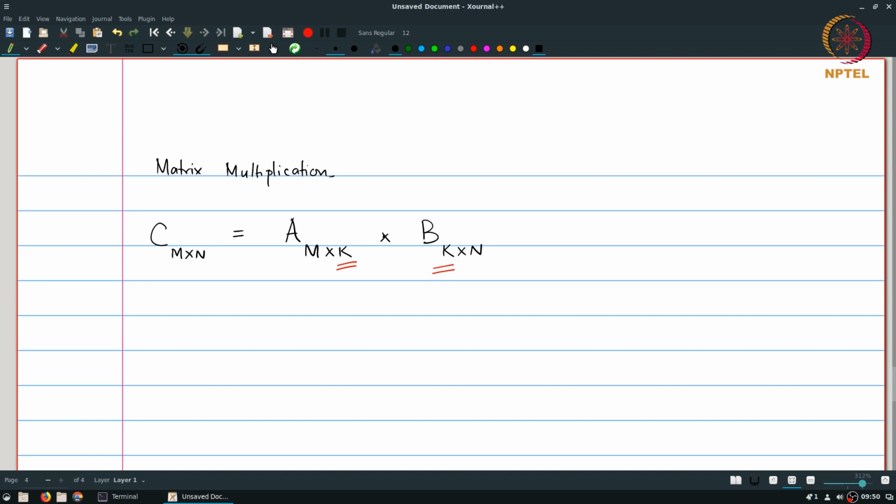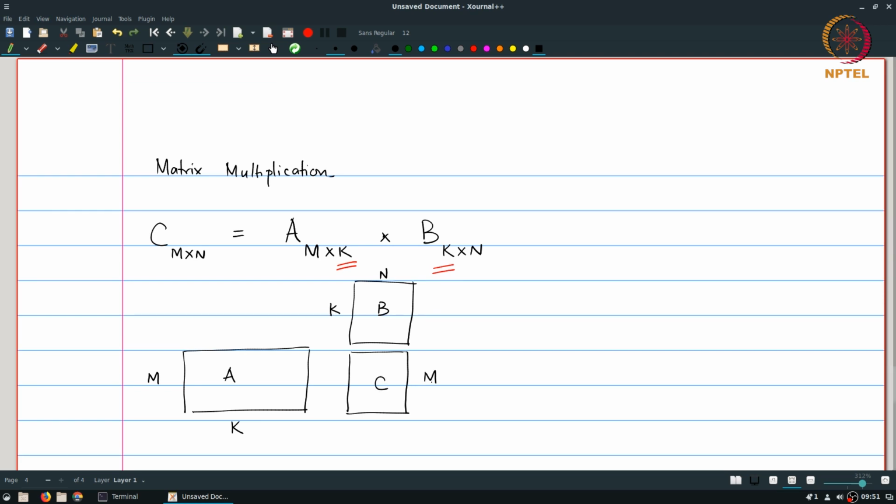A very simple way of writing a code for this, essentially let's first visualize what this looks like. Essentially what we have is a matrix A of size M rows and K columns to be multiplied by a matrix B that has K rows and N columns, giving us a result C that has M rows and N columns, right? So this is ultimately what we are going to do.